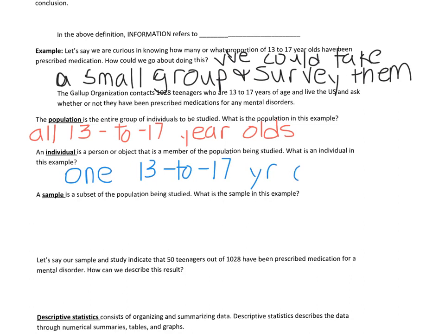Just a single one. All right, and then what the Gallup organization did is they took 1,028 teenagers and gave them the survey. So that's an example of a sample, and that's our next definition. A sample is a subset or a smaller group of the population being studied. So what's the sample in our example? Our sample is the 1,028 teenagers, or I'll say 13 to 17-year-olds.